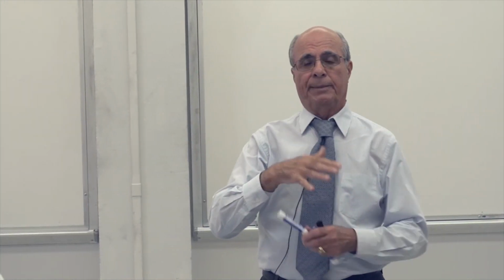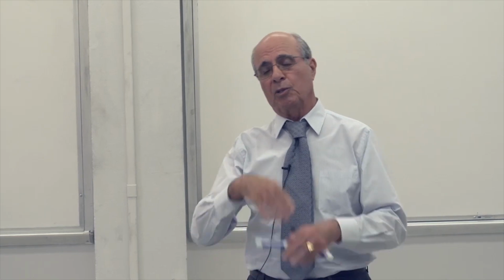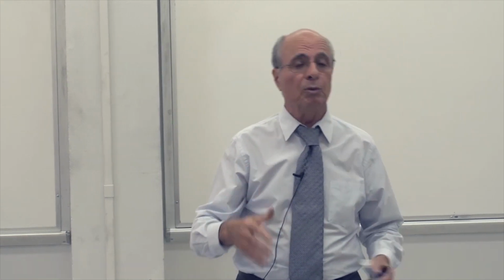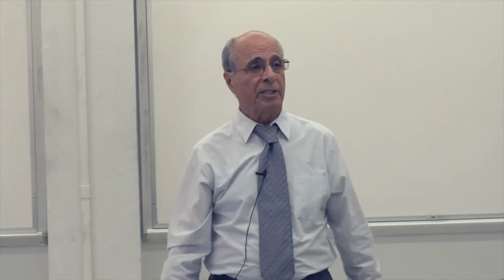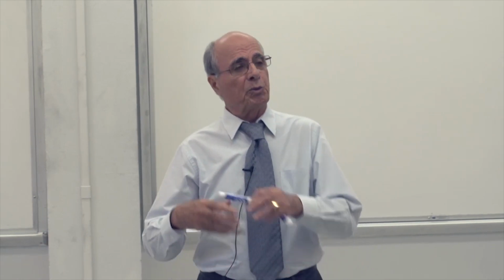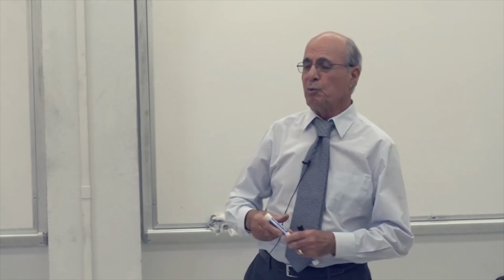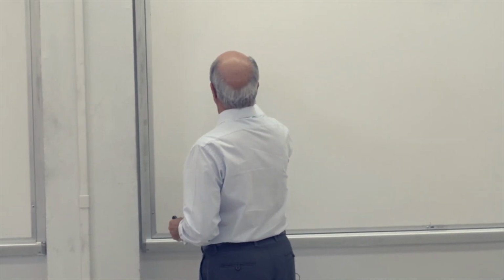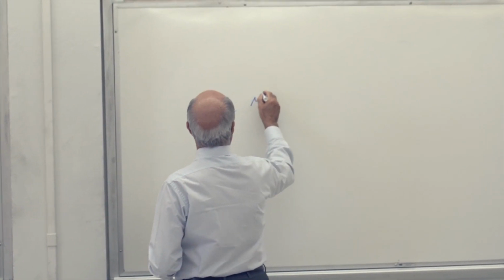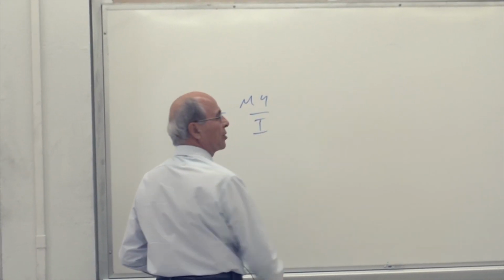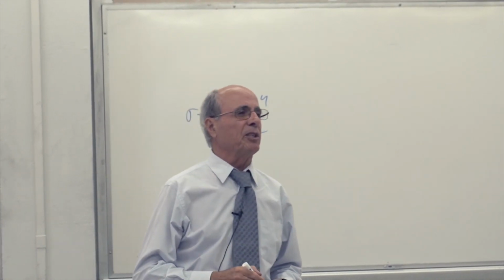Many people don't understand this part of it, or they don't know it. I had this question from the other class. They said, I don't know, I used plus, it didn't work. I used minus, it works. I don't know what's happening. Now, what's happening is this: in the solution manual, they are using sigma equal to minus My over I. Yes or no? Yes, that's what they do.